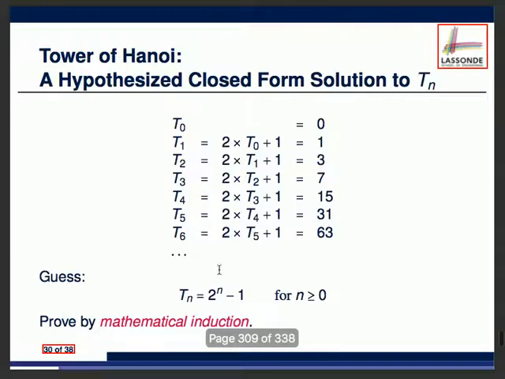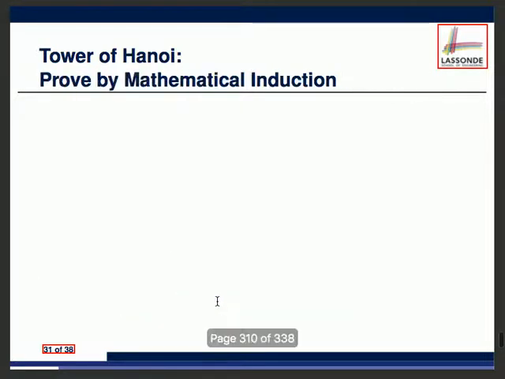Now, this is the closed form solution we guess. Basically, we're saying that Tn is equal to 2 to the power of n minus 1. How do we prove that by mathematical induction? Well, the way you prove induction is very similar to how you do recursion: base case, inductive case. For the base case, we know that T0 is 0. That's exactly 2 to the power 0 minus 1, according to the formula.